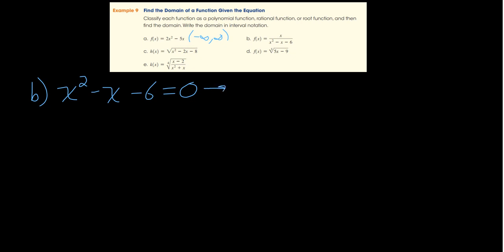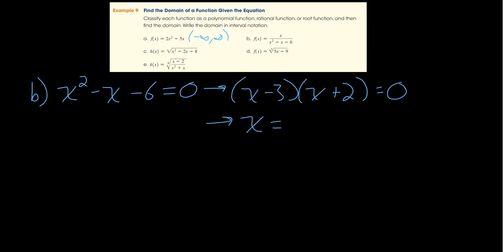And if I do that, I've got 3 and 2. So we've got x minus 3 and x plus 2 is equal to 0. And therefore, when x is equal to 3 and when x is equal to negative 2, that's when my denominator is equal to 0.